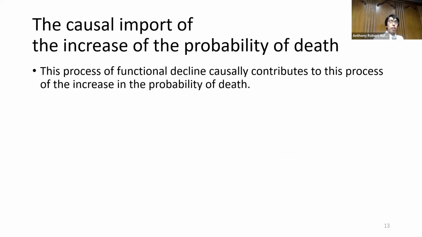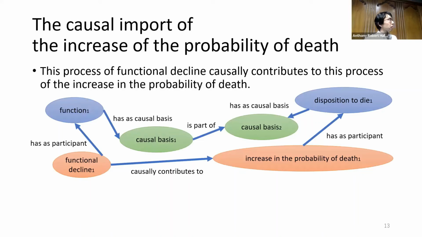Now we are ready to analyze the causal input of the increase of the probability of death. Let's suppose that this particular process of function decline causally contributes to this process of the increase in the probability of death. Then here's a visualization of our brief analysis of this causal contribution.